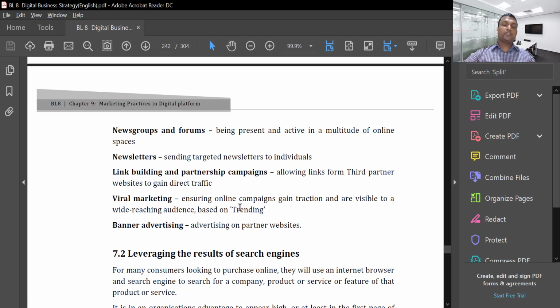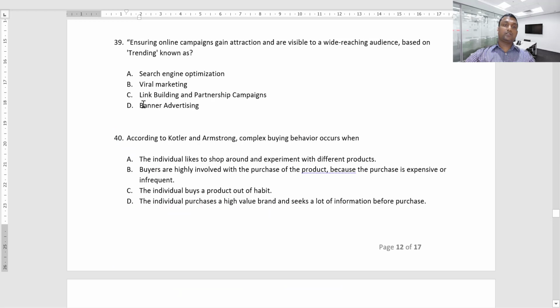Viral marketing, ensuring online campaigns gain traction and are visible to a wide-reaching audience based on trending. So this is what we are looking for in the question. Viral marketing is the concept where content reaches a wide audience and becomes a trending post or video. It reaches most people, and people who look at it also share it with others, so it goes viral, like a virus. It spreads because people share when they see it. It's really interesting. So ensuring online campaigns gain traction and are visible to a wide-reaching audience is known as viral marketing.